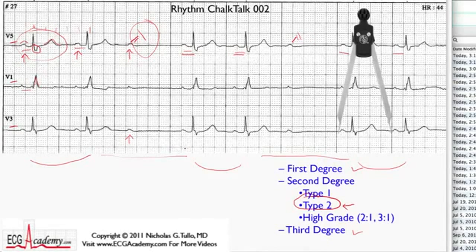If you look at the ratio of P's to QRS's, it's going to be 4-3 or 3-2 or 7-6. It's always one more P wave than QRS complexes. So the easiest way to figure out what ratio it is, look at the QRS's, and that's the second number. So there are two QRSs, and therefore it must be 3-2 AV conduction, with 1, 2, 3 P waves resulting in two QRS complexes. So pretty simple: type 2 second degree AV block with a 3-2 pattern.